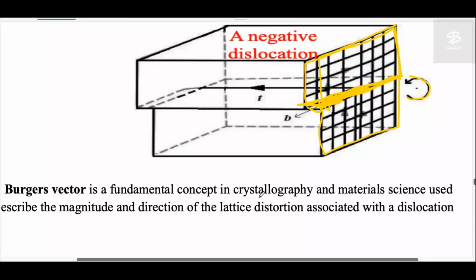So what is the term which defines how the screw dislocation and edge dislocation are described? That is known as the Burgers vector. This is known as the Burgers vector. Okay, so what is the Burgers vector?